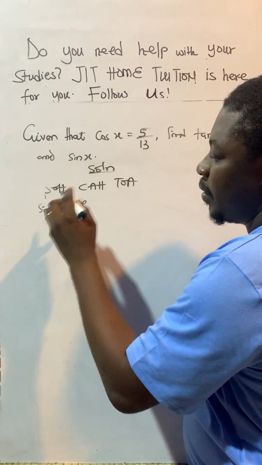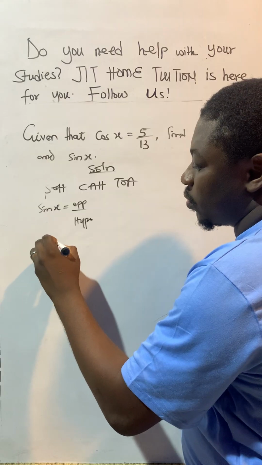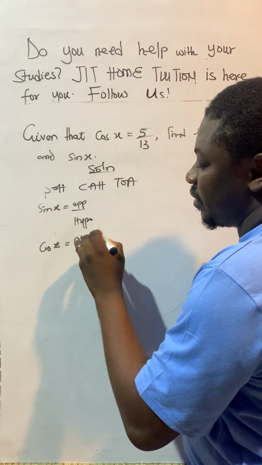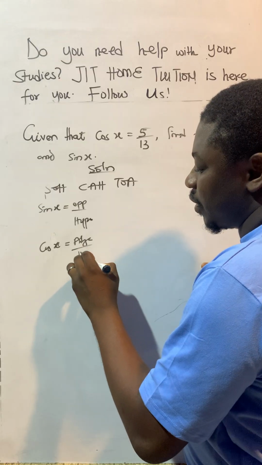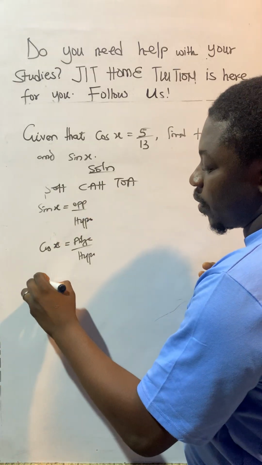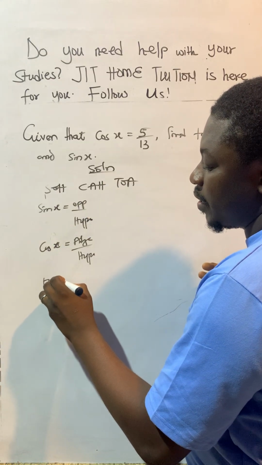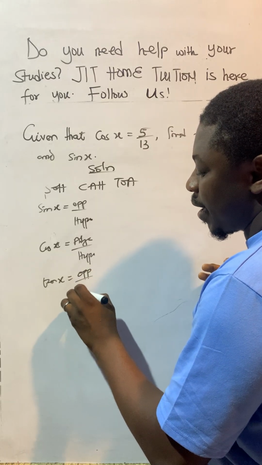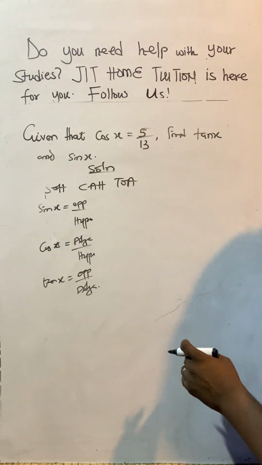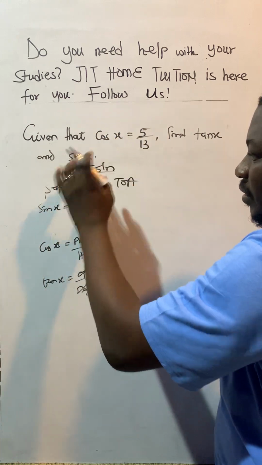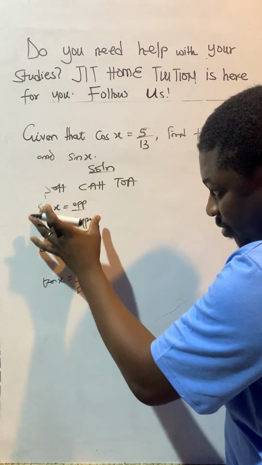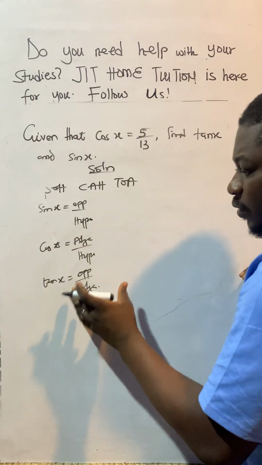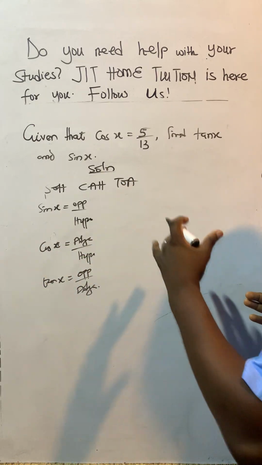All right. The CAH is the cos x. So in this case, cos x is equal to adjacent, the A, over the H, which is hypotenuse, and the TOA, which is tan x, is equal to opposite over the adjacent. So what it means is that whenever you have a question like this, this is what these basic trig ratios actually represent.